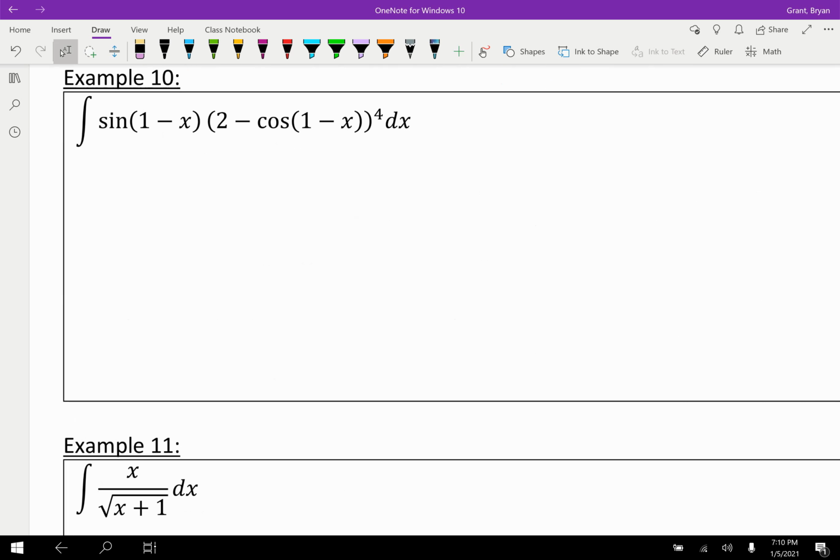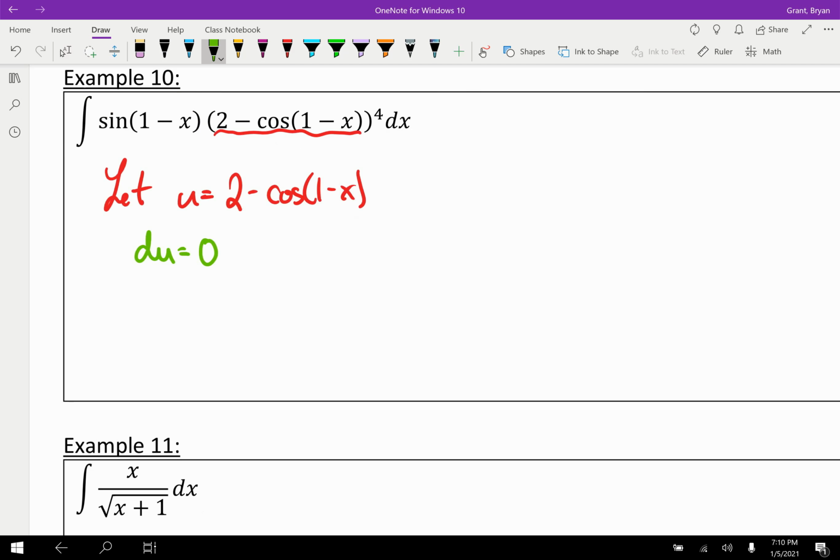Okay, what do we do here? Well, I'm thinking that this looks more complicated than this, so I'm probably going to try that one first, right? Pick the more complicated piece if you have 2 pieces that look the same. So let's let u equal 2 minus cosine of 1 minus x, and this is going to give us a pretty tricky du, and I'm actually going to do all the pieces.